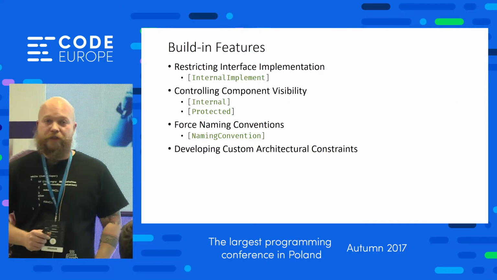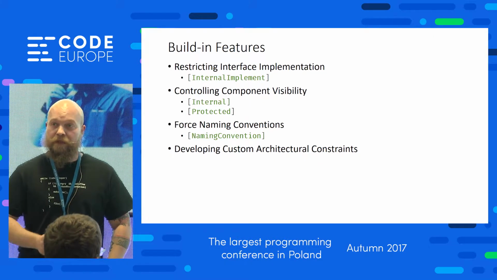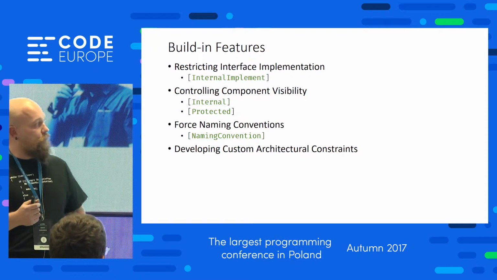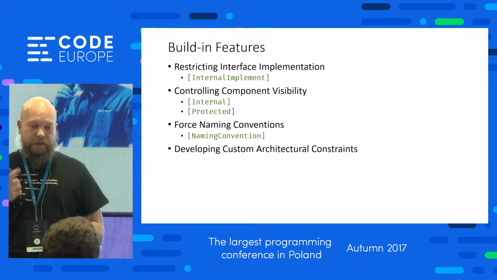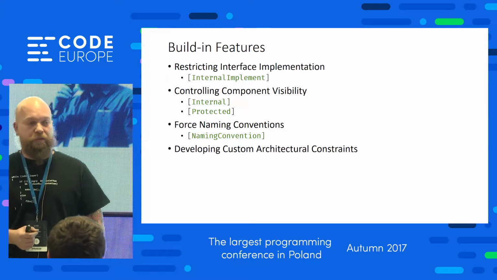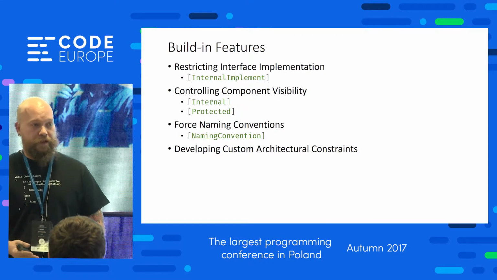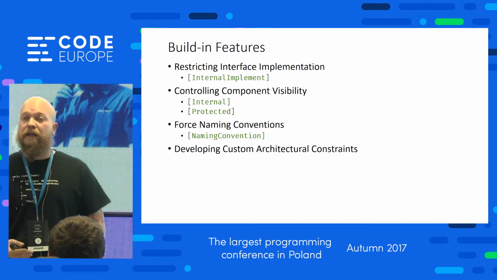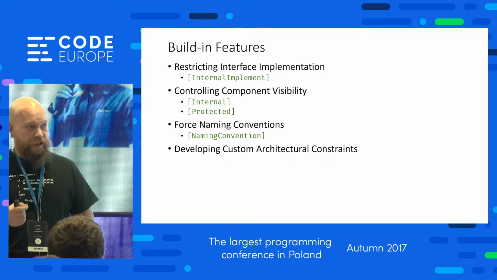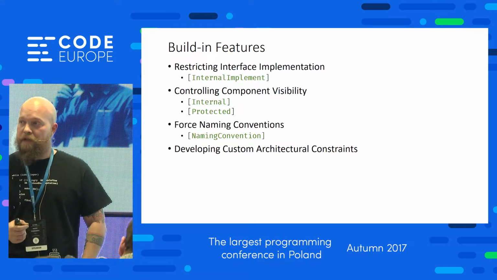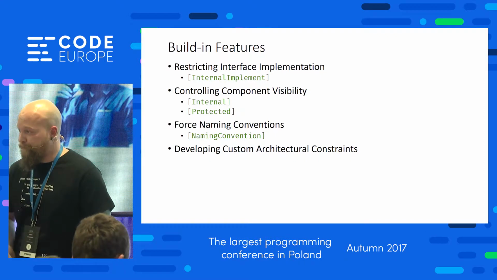So what features would I like to talk about? At the beginning, something that's built in: internal, internal protected, implement, and naming convention. They are intended to give you additional flexibility, because sometimes for different reasons you have to implement something as public, just because a parent class requires it or some other framework that you can't influence.